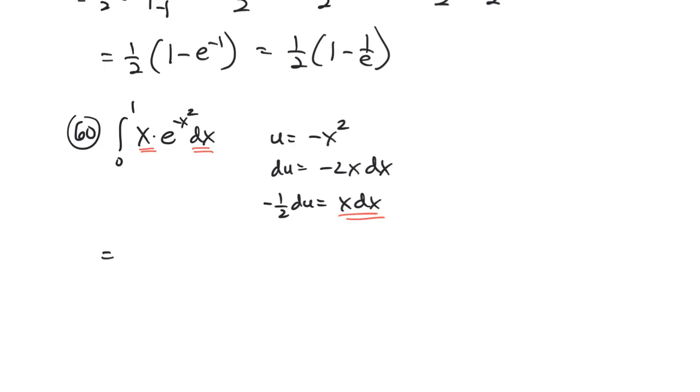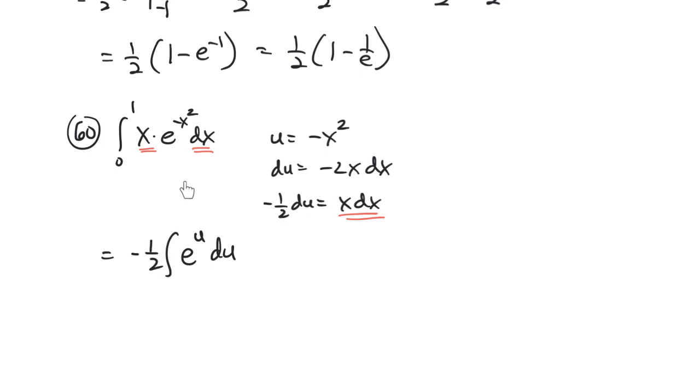This is equal to negative 1/2 e to the u du. And again, I'm doing some things in one step where we used to do two. So this negative 1/2 multiplier can just come out front.